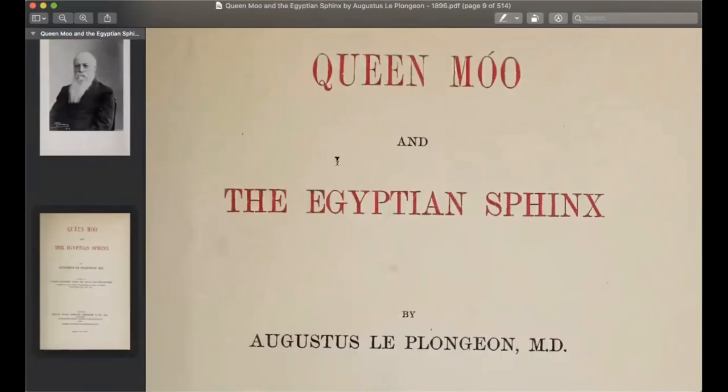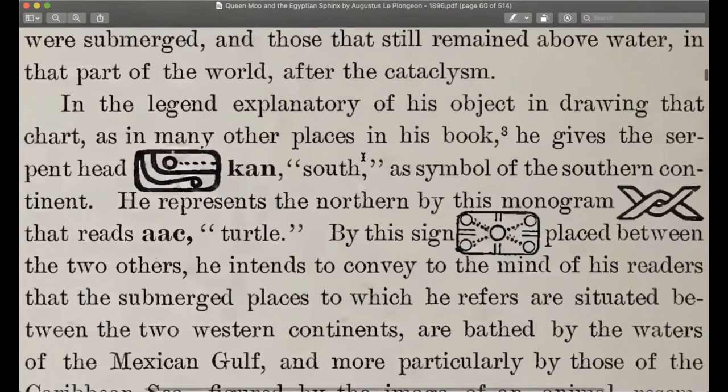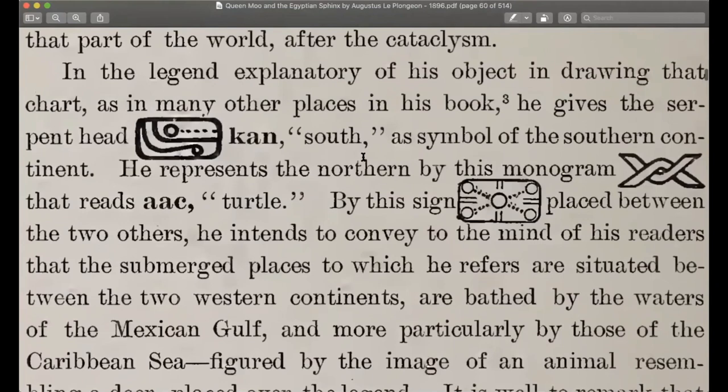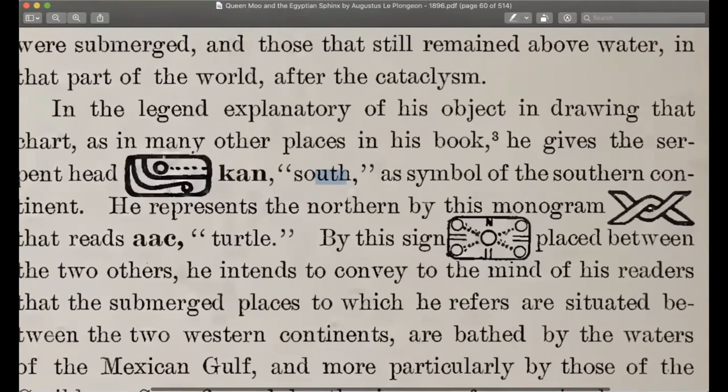Indiana Jones. So it says Queen Mu and the Egyptian Sphinx. Again, the book by Augustus Le Plongeon. In the legend explanatory of his object and drawing charts, as in many other places in his book, he gives the serpent head Khan, south, as a symbol of the southern continent.